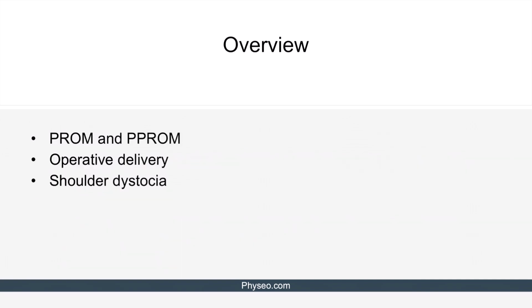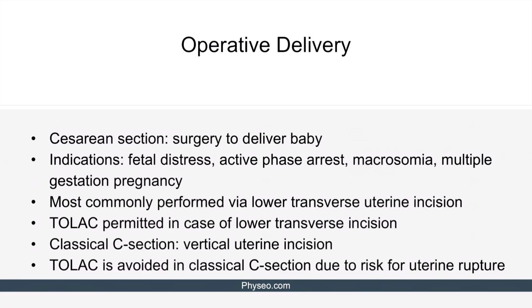Okay, now let's move on to discuss operative delivery, which includes cesarean section and operative vaginal delivery. We'll start by talking about cesarean section. Cesarean section is a surgery to deliver the baby. There are multiple indications for C-sections, including fetal distress, active phase arrest, macrosomia, and multiple gestation pregnancy.